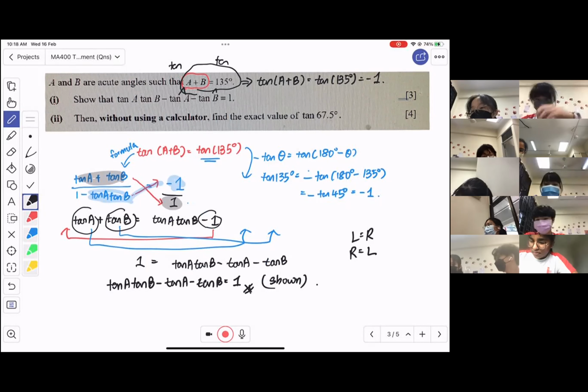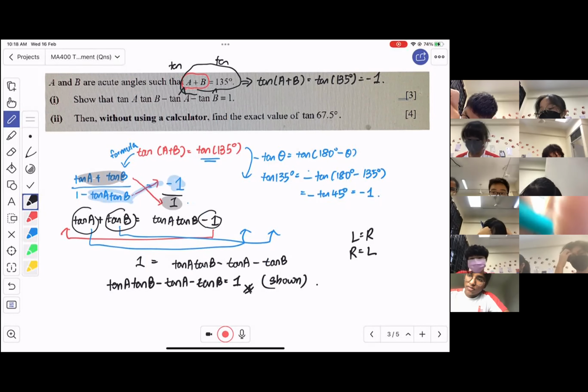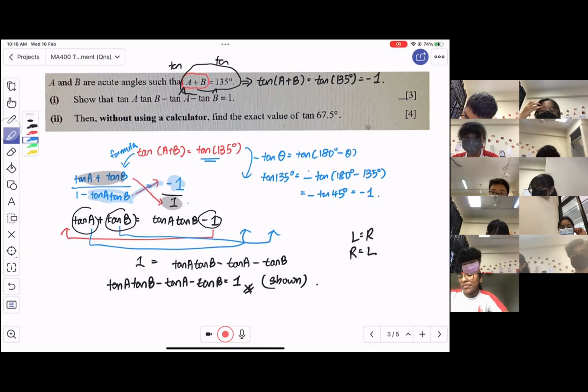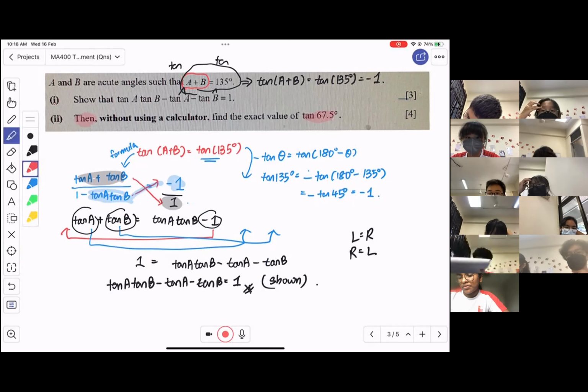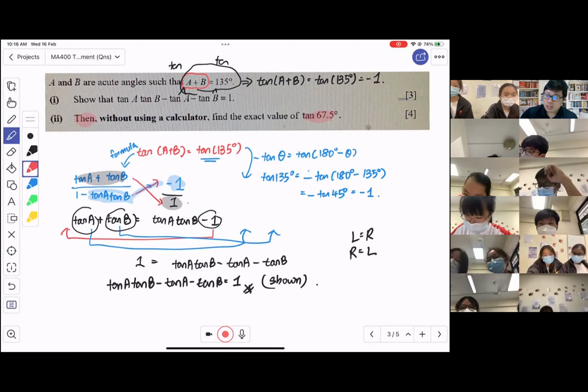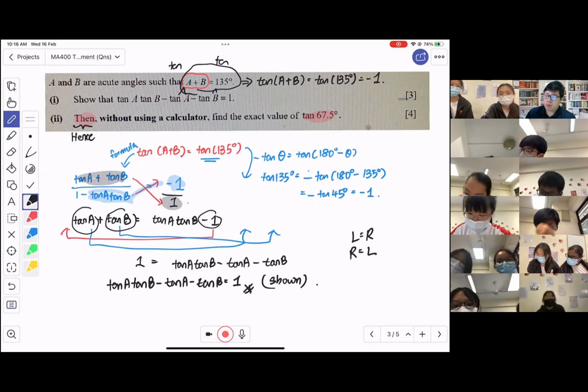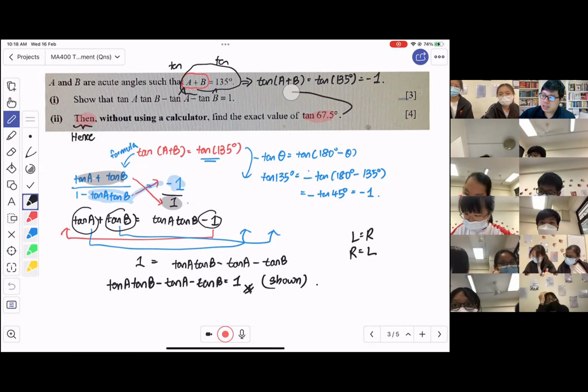Okay, so I go to part 2. Now, without using a calculator, I want to find the exact value of tan 67.5. If you look at 67.5, they use the word "then", which is almost like "hence". So I'm thinking, is there any possibility that this and this are connected? Are they linked?